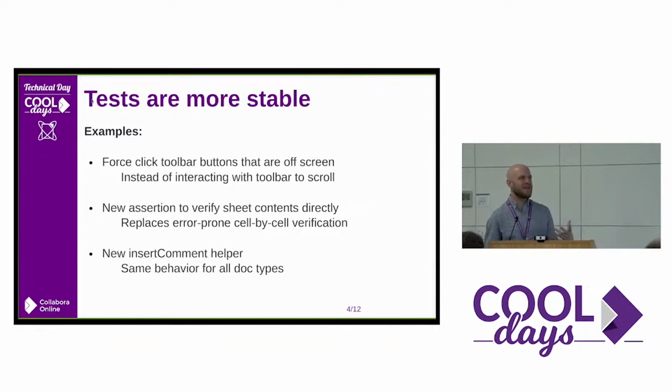In the test, the user would scroll through the toolbar to get to the button, but we're not testing the toolbar. We don't need to test the toolbar scroll functionality, so we can bypass that and force click it. That's more stable. You don't have to worry about how many times you have to scroll the toolbar, or what the window size is. You just force click the button, work around Cypress's actionability detection, and it's more stable.